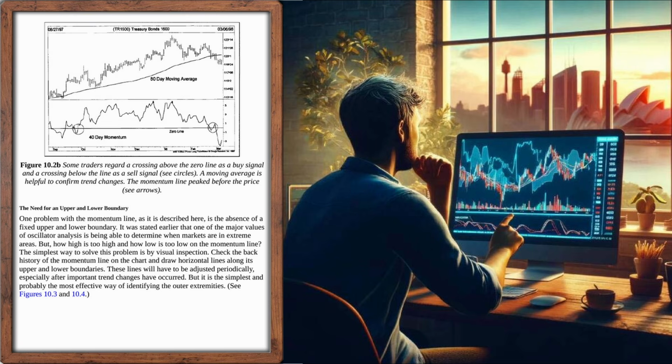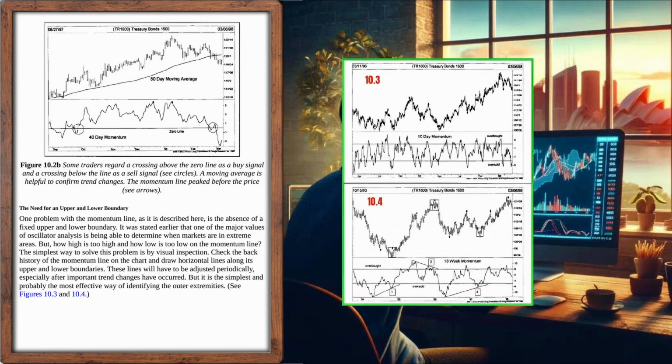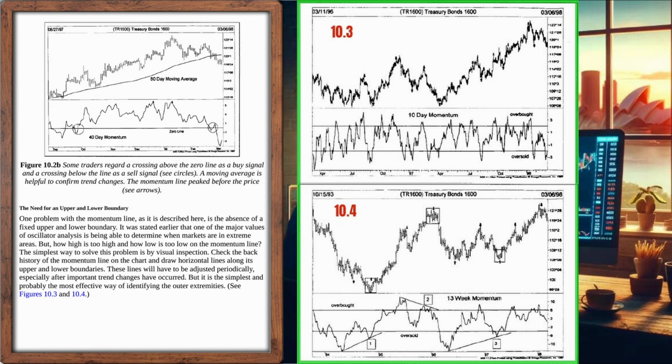Check the back history of the momentum line on the chart and draw horizontal lines along its upper and lower boundaries. These lines will have to be adjusted periodically, especially after important trend changes have occurred. But it is the simplest and probably the most effective way of identifying the outer extremities. See figures 10.3 and 10.4.